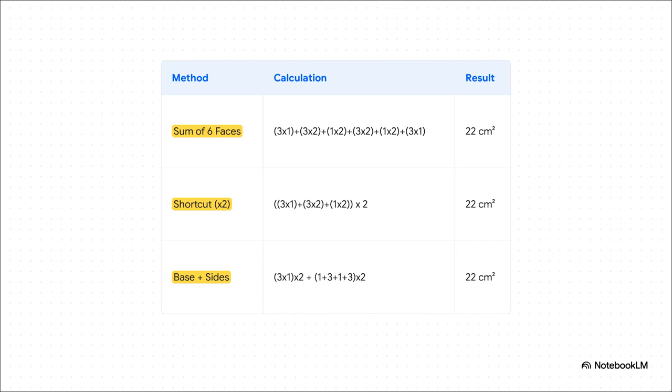Okay, check this out. Let's say we have a little box that's 3 centimeters by 2 centimeters by 1 centimeter. Look what happens. It doesn't matter which of the 3 methods we use. Whether we add up all 6 faces, use the shortcut, or do the base plus sides thing, boom. We get the exact same answer every single time, 22 square centimeters. So really, it's just about picking whichever method makes the most sense to you.